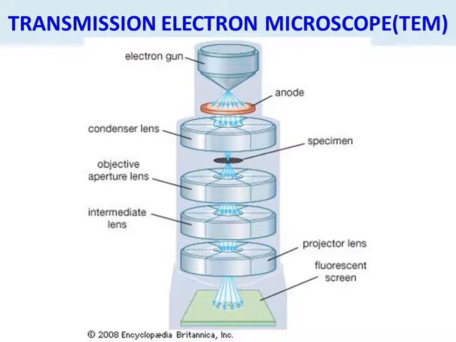Then the transmission electron microscope, TEM: electron gun, anode, condenser lens, specimen, objective aperture lens, then intermediate lens, then projector lens. Then the fluorescent screen captures the image. So the electrons move through the specimen, then pass through the three lenses, objective, intermediate and projector, and the fluorescent screen captures the image. Transmitted electrons through the specimen are identified and the image is drawn.